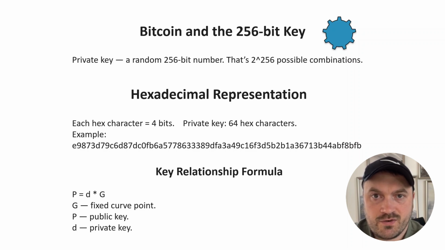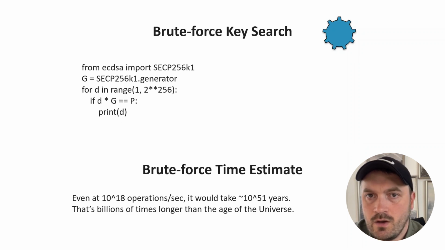What if we try to guess D by brute force? We simply start with the number 1, plug it into D times G, compare the result to the public key, and go up from there, 2, 3, 4, until we find a match. Here's what it would look like in code. The code you can see on your slide. The code works, but only if the key is small.